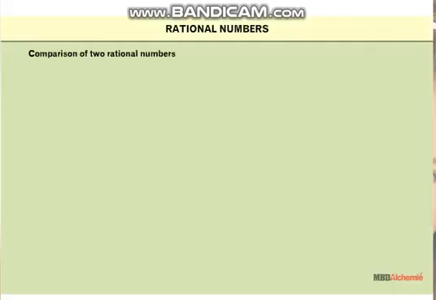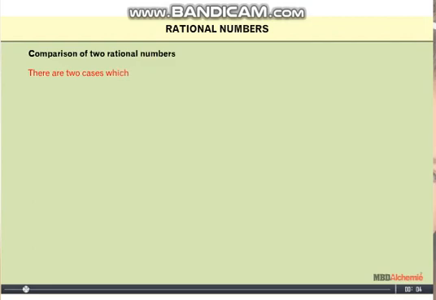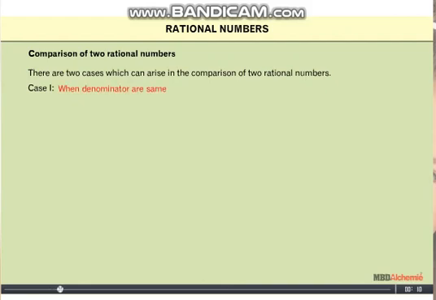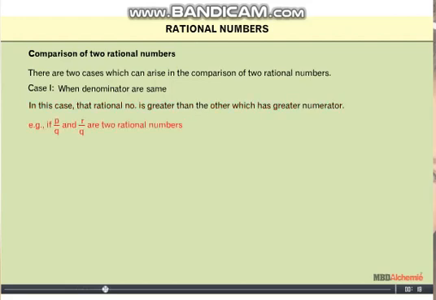Comparison of two rational numbers. There are two cases which can arise in the comparison of two rational numbers. Case 1: when the denominators are the same. In this case, the rational number with the greater numerator is greater. For example, if p upon q and r upon q are two rational numbers and p is greater than r, then p upon q is greater than r upon q.